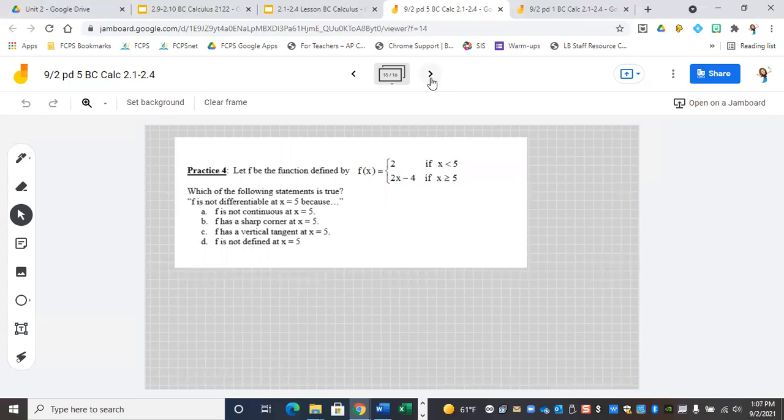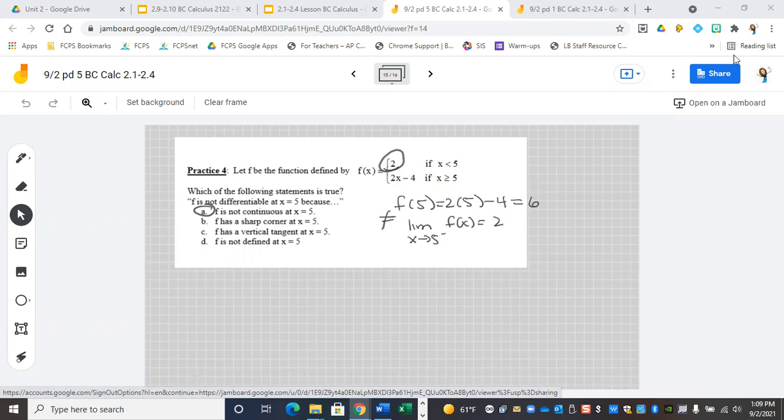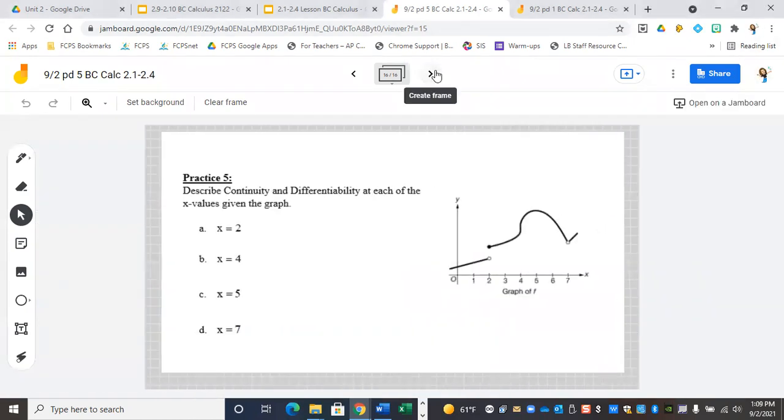See if you can do this example for me. It's multiple choice. Which of the following statements is true? So really you have to check for continuity and differentiability. Remember when you find f of 5, it is 2 times 5 minus 4, which is 6. But when I find the limit as x approaches 5 from the left of f of x, remember, when you're trying to find the limit of a constant, it's just that constant. So therefore, these two are not equal. Right? Now I'll do it graphically. Go ahead and take a look at the graph and tell me what's happening at each of those particular x values.